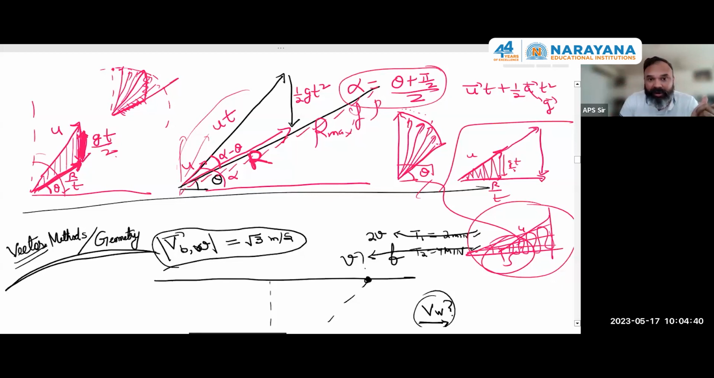Remember, one triangle is working for displacements. And when you divide it by t, your vectors are talking about velocities. So my velocities, my displacements, my angles of velocities, everything lies within the triangle. I will just form the triangle, I'll solve its area, and I'll get my answers.